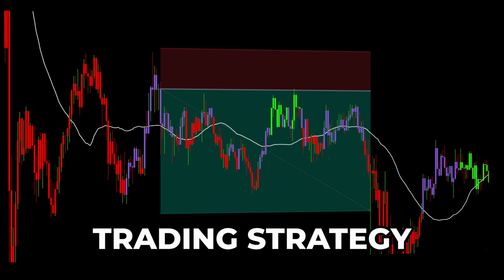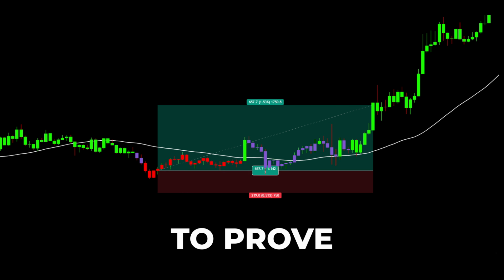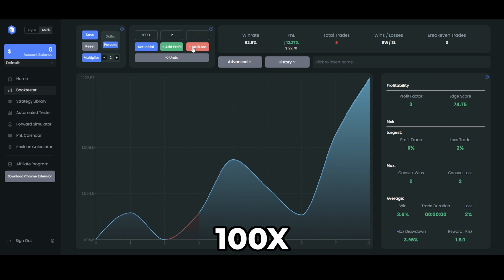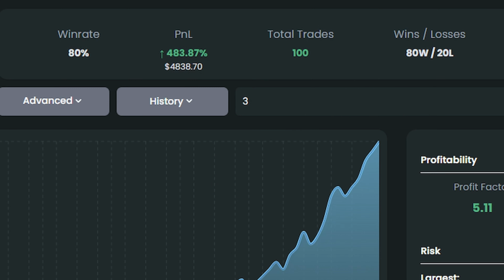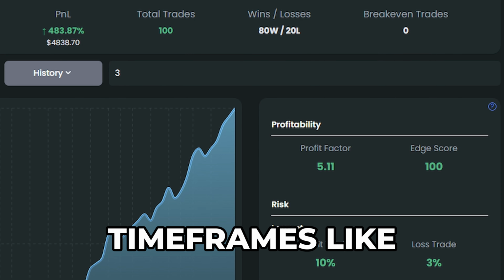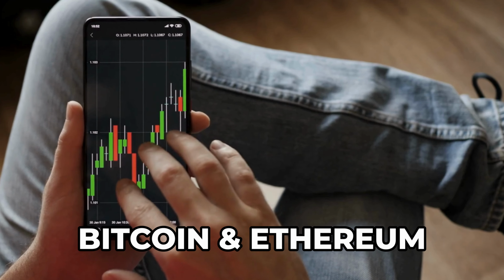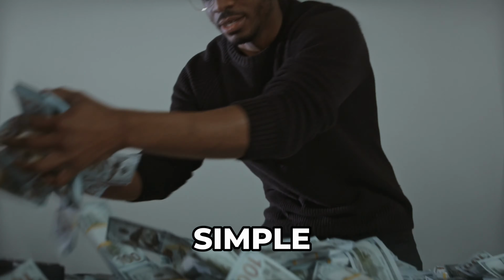I am going to show you a trading strategy that's hugely profitable and incredibly easy to use, and to prove its reliability, I have put this strategy to the test 100 times. This strategy works wonders not just on the quick 5 and 15-minute charts, but it's also great for longer time frames like the 1-hour and daily charts. Whether you're trading cryptocurrencies like Bitcoin and Ethereum, major forex pairs, or stocks, this strategy is simple and versatile enough for all.